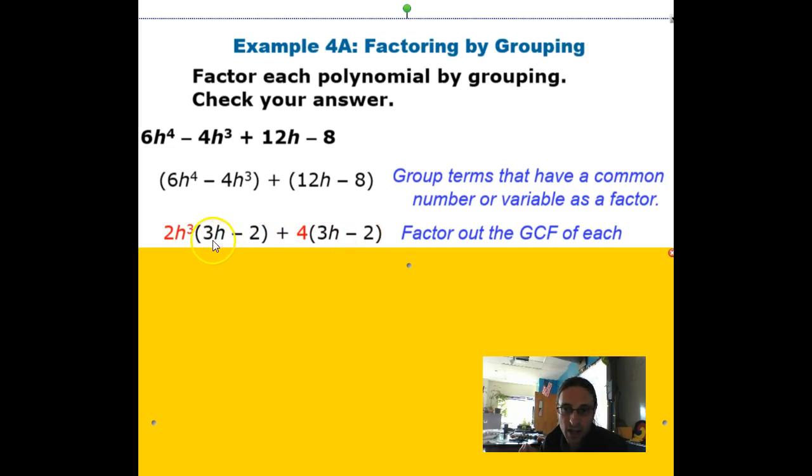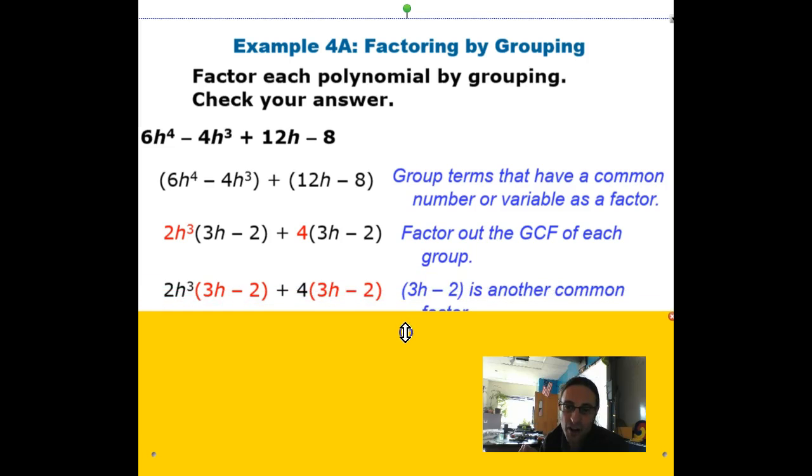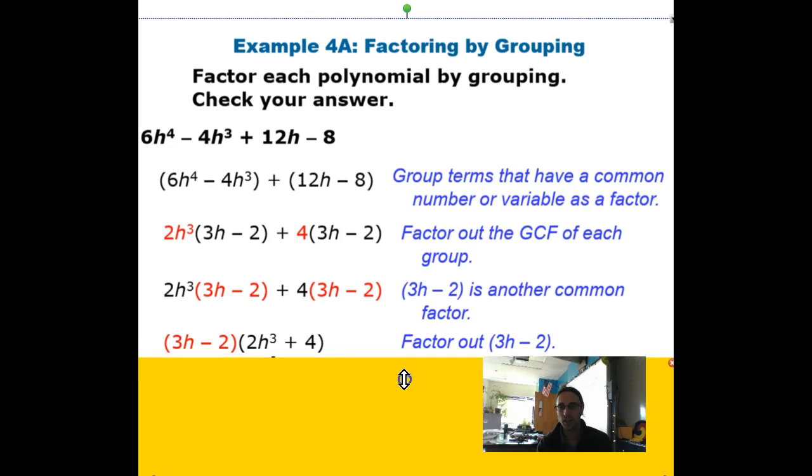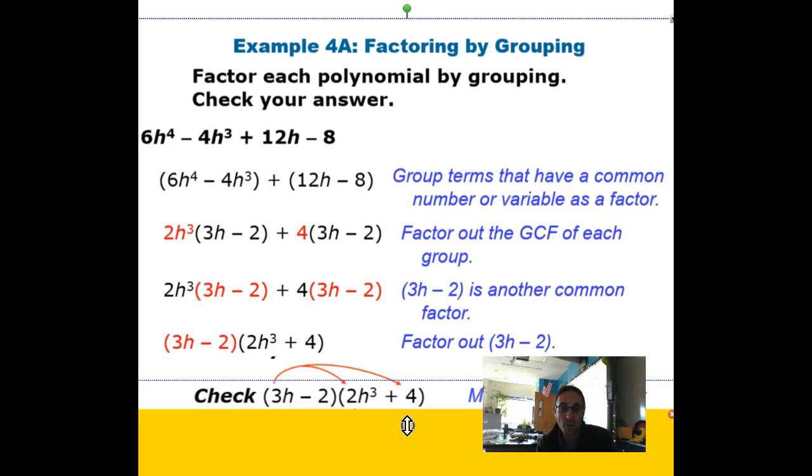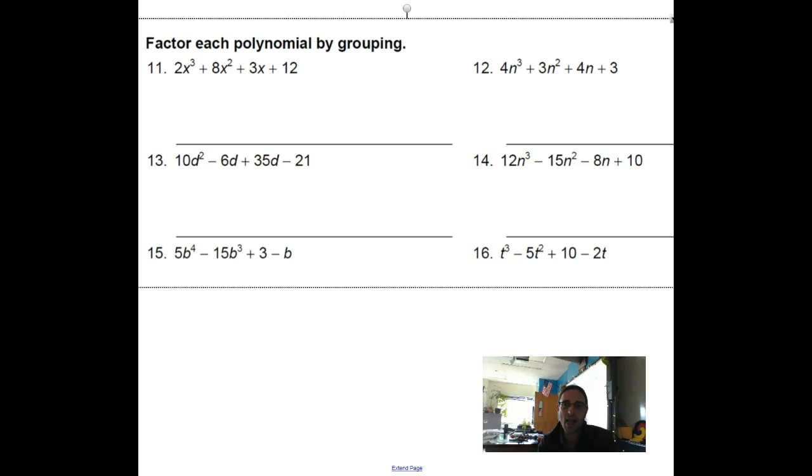Now you see both pieces have a 3h minus 2 in them. So I'm now going to factor those out. I'm going to pull those out of both expressions. And there I have now completely factored. Actually, I can take a 2 out of there as well. But I have now completely factored this. Now, to check your work, you're simply going to multiply these two binomials together, and you'll end up right where you started. Very cool. Okay, that's the big idea.